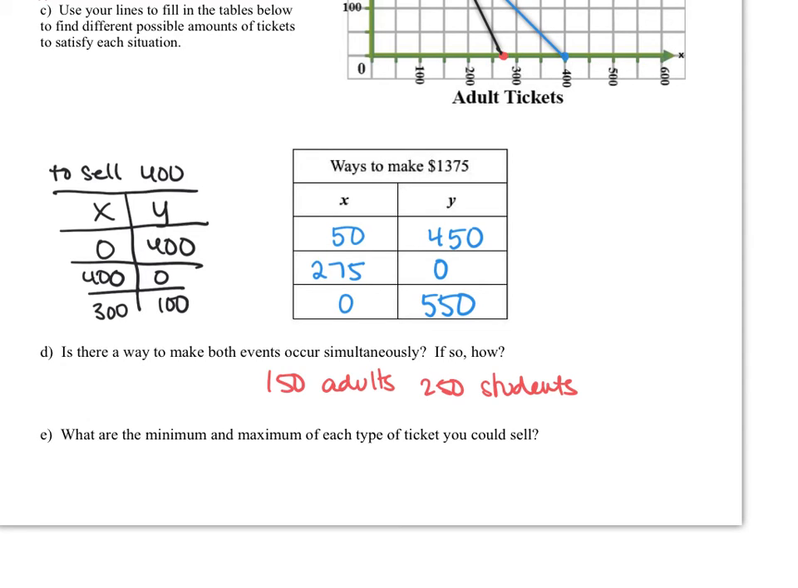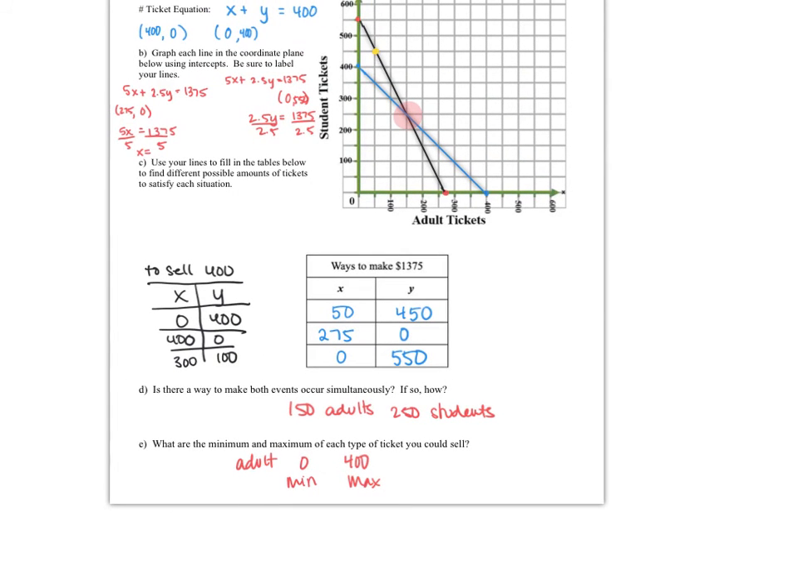And then what are the minimum and maximum of each type of ticket you could sell? So for adult tickets, the minimum was 0, and the maximum was 400, because that was here on my graph. I zoom out a little bit. And for student tickets, again, the minimum was 0 and the maximum was 400. And so we're going to get into tomorrow or Thursday putting these into inequalities to show our domain and range.